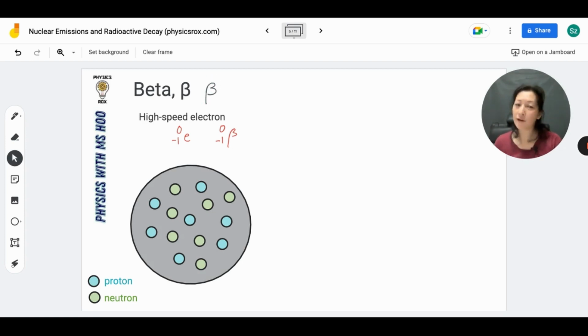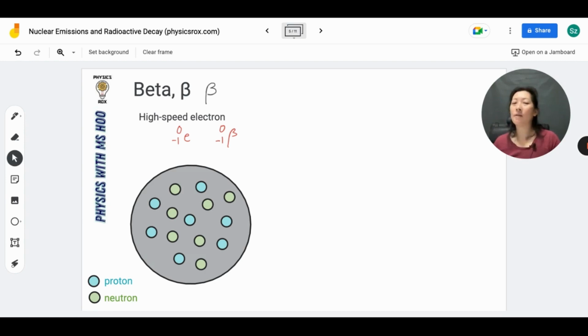Now, remember, radioactivity comes from the nucleus of the atom. But think about it now. Where's the electron in the nucleus? Remember that radioactivity does not include whatever's outside the nucleus. We're only going to focus on what's inside the nucleus. So where's the electron? There's no electron, right? So you're like, oh gosh, where does it come from?